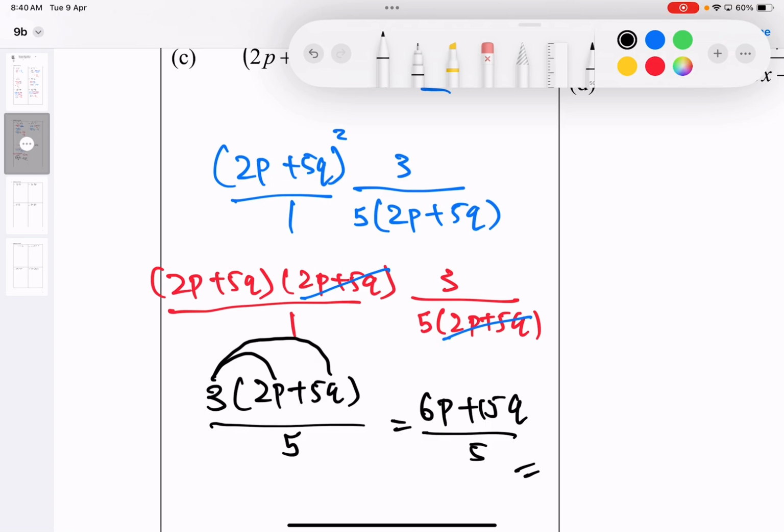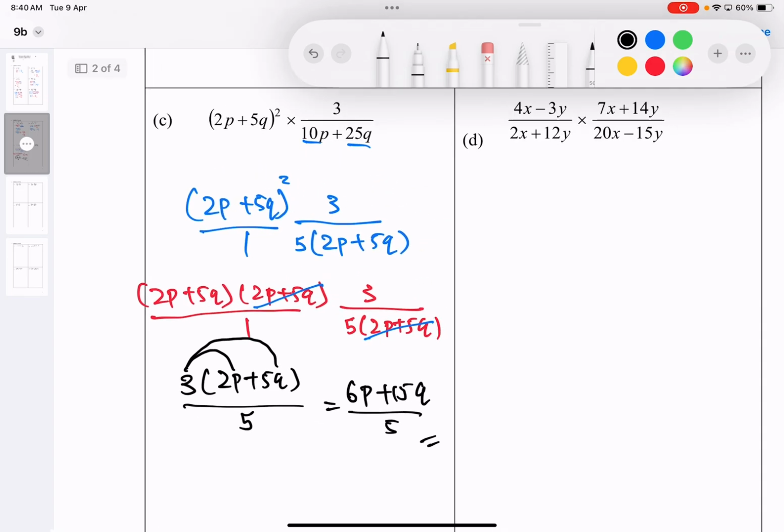If you can factorize, then pull out the common terms. If you cannot factorize, leave it, because not all of them need to be factorized. Okay? So if you can factorize, do factorize it.